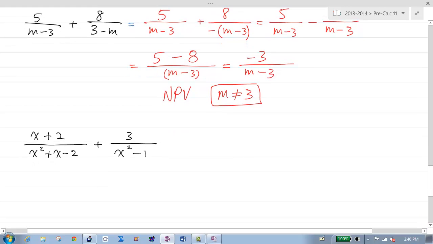Now we're going to look at this last example for today. I'm going to do the same thing for the bottom.